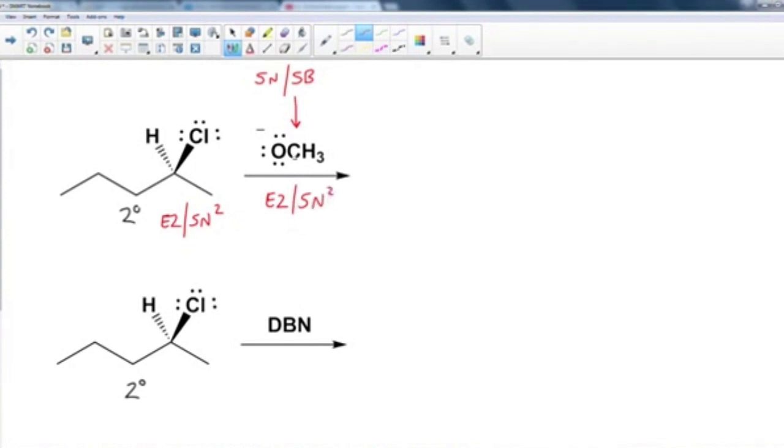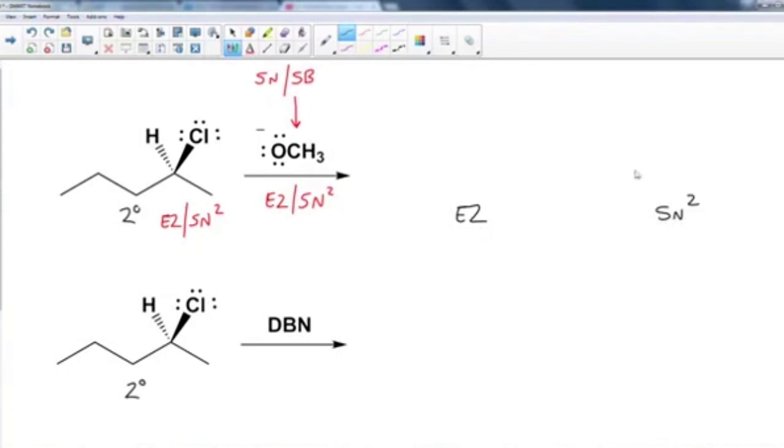So this is a secondary alkyl halide. It doesn't tell us whether SN2 or E2 is favored, so it could be both. And this is a strong nucleophile and a strong base, which also doesn't tell us which is favored. So if the substrate and the nucleophile or base don't tell us which of the two occurs, then typically we just see both of these.